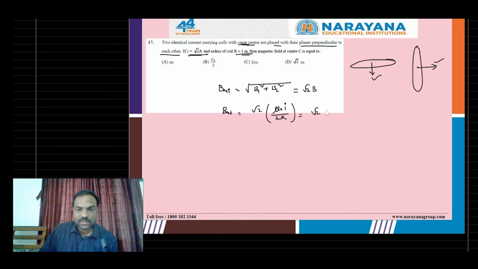So root 2 times mu naught, we can keep as it is. That is the advantage we are having, because there is no need to solve any numerical here. Current value is root 2 times, divided by 2 times radius, which is 1. Then 2 root 2 will cancel out. You will finally get mu naught. So this is the answer for the given question.